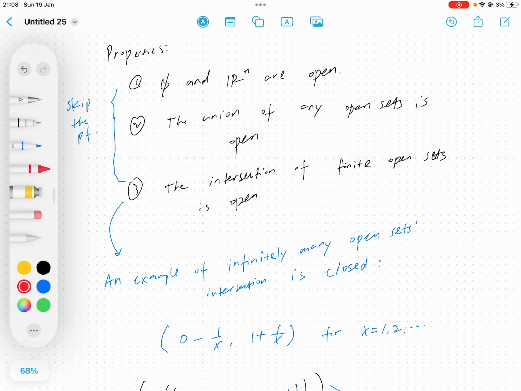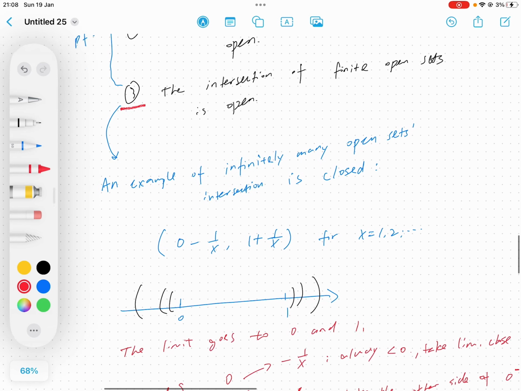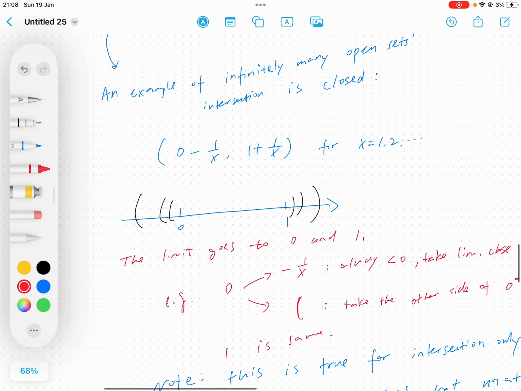An interesting example for the third property, or actually a counterexample, is an infinite intersection of open sets that is closed. Let's see an example. Instead of 0 to 1, the first thing to notice is that we have open boundaries, and the next thing is that instead of 0 and 1, we have something extra: 0 minus 1 over x and 1 plus 1 over x, where x goes from 1 up to infinity.